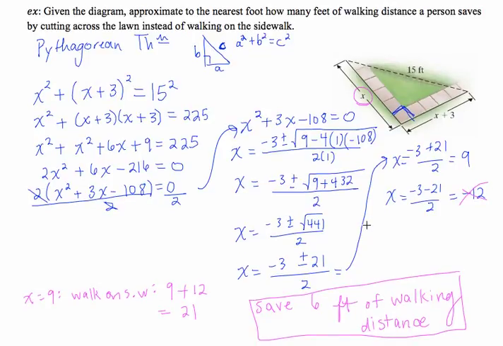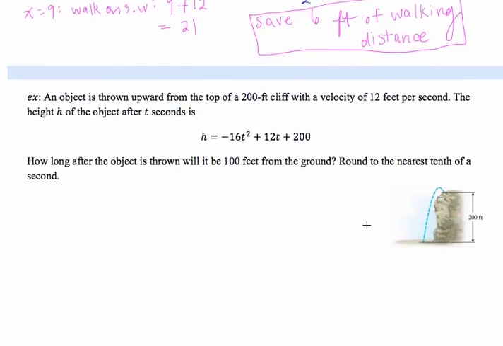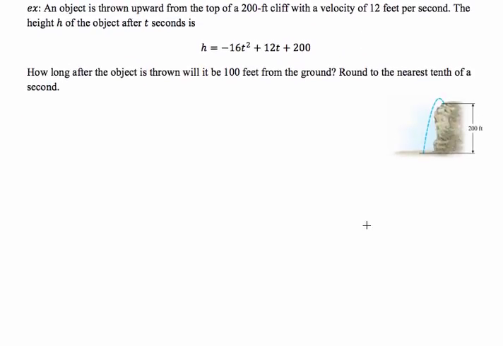Okay, let's do one more applied problem here. Suppose you have an object, just any object, it helps to think of a heavy object, that's thrown upward from the top of a 200-foot cliff with a velocity of 12 feet per second. So the height of the object after t seconds is given by this equation. This comes from physics. So how long after the object is thrown will it be 100 feet from the ground, meaning 100 feet above the ground still?